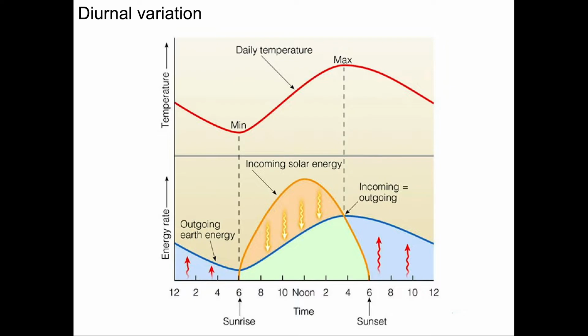When we talk about incoming radiation, we also need to talk about diurnal variability in that incoming radiation. It's not steady from minute to minute throughout a given day. It varies quite considerably. So what we see here in this diagram is a day of the year somewhere in the northern or southern hemisphere in which the sun rises at 6 a.m. and sets at 6 p.m. This happens twice a year.